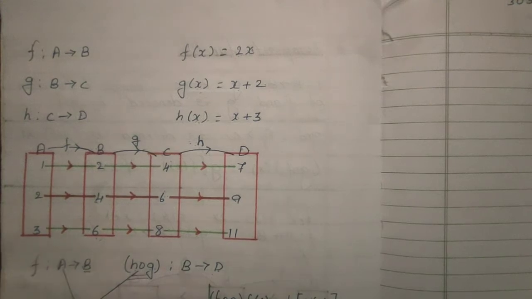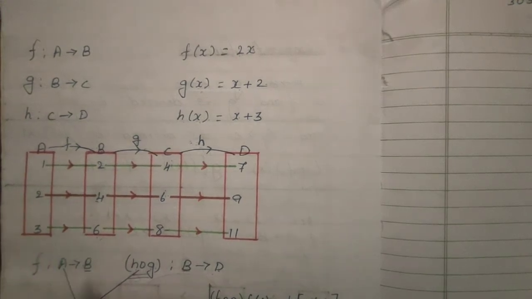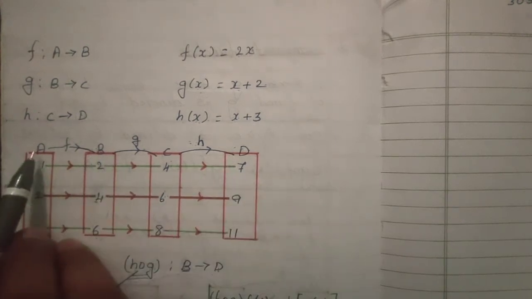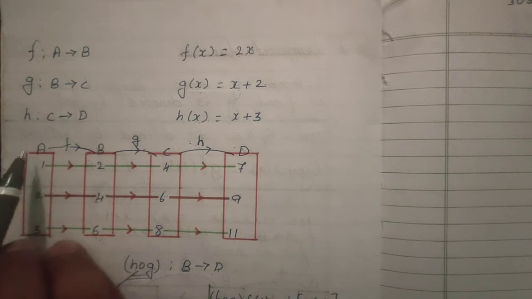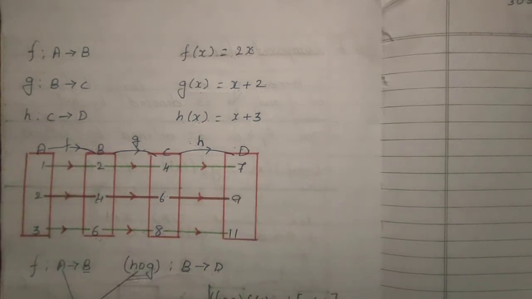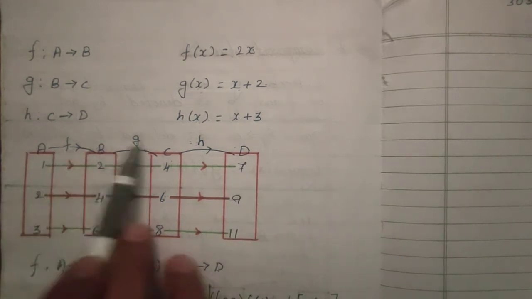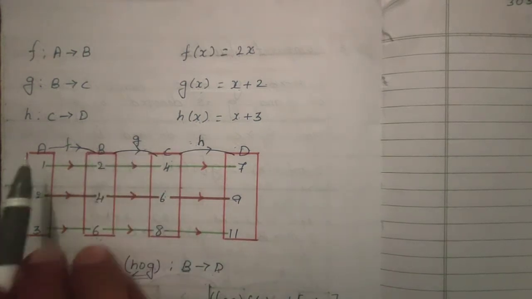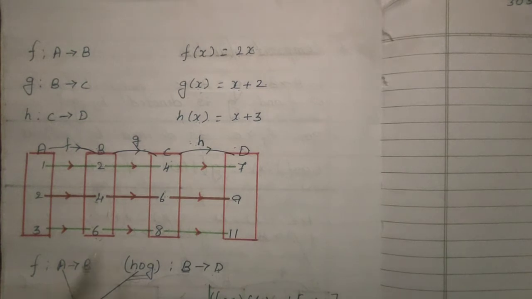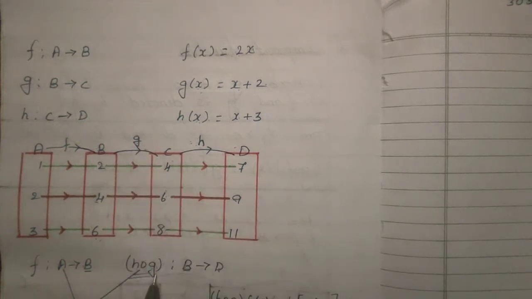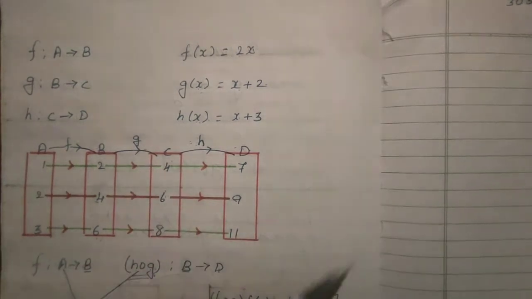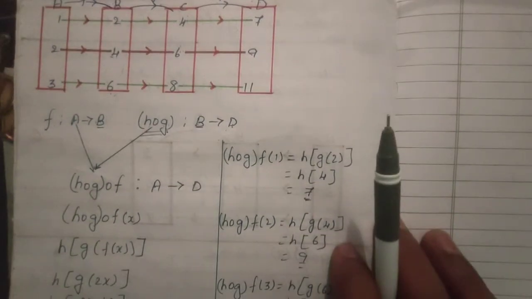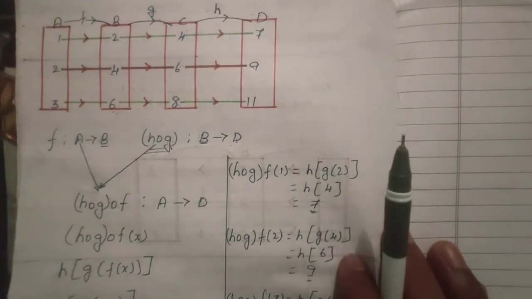Look at this. A to B, B to D means directly we are going to say the relation from A to D. How to say it? By using these three functions. These two I combine and made one function. This is one more function. Now I am combining these two to say the relation from A to D.